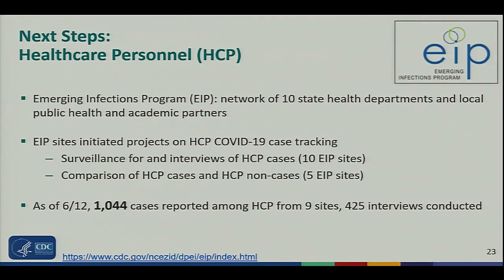There are also projects through the Emerging Infection Program, or EIP. These projects include surveillance for and interviews of healthcare personnel cases compared to healthcare personnel non-cases. As of June 12th, over 1,000 cases had been reported and 425 interviews had been conducted, and we'll share data with ACIP as soon as it's available.